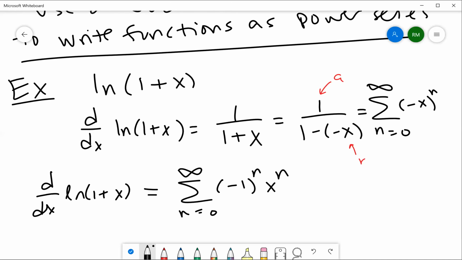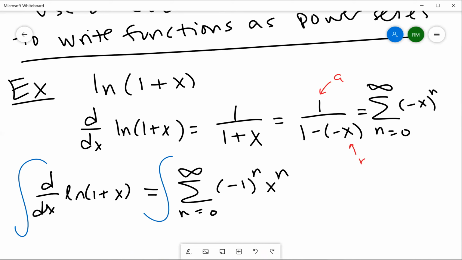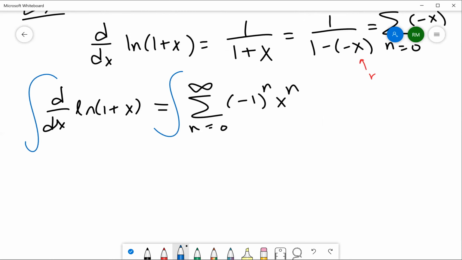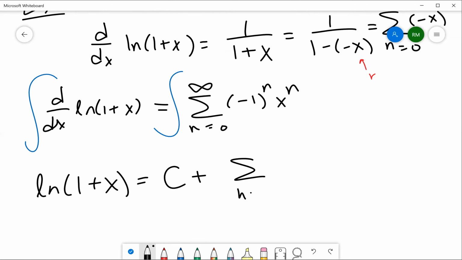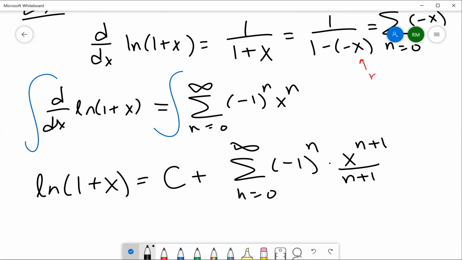This is the derivative of the natural log of 1 plus x. How do I find the power series of just the natural log of 1 plus x? What should I do? Well, no surprise, I should integrate both sides. So on the left-hand side, I will get the natural log of 1 plus x is some constant plus the integral of this sum. You only integrate the x part, and you get x to the n plus 1 over n plus 1.